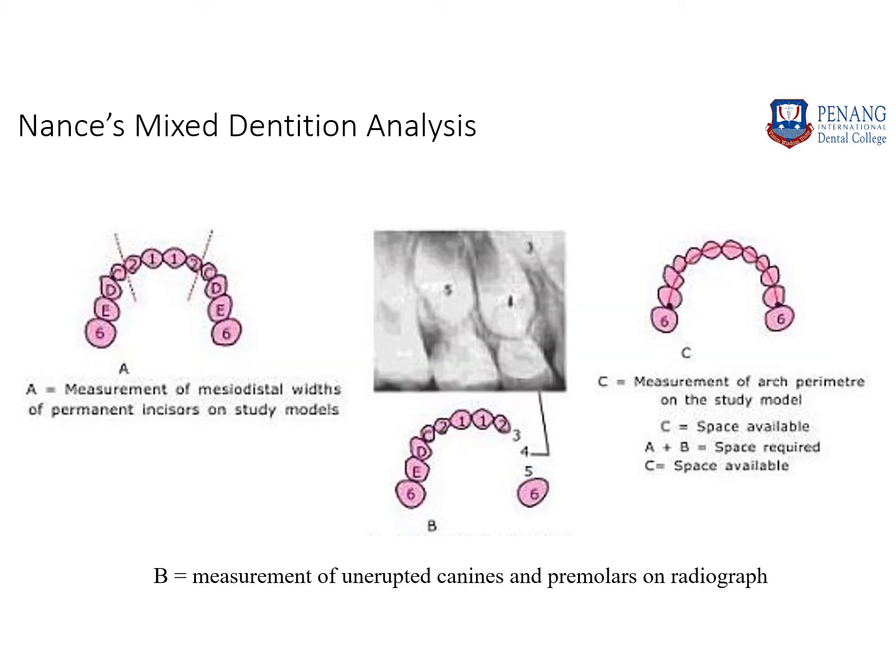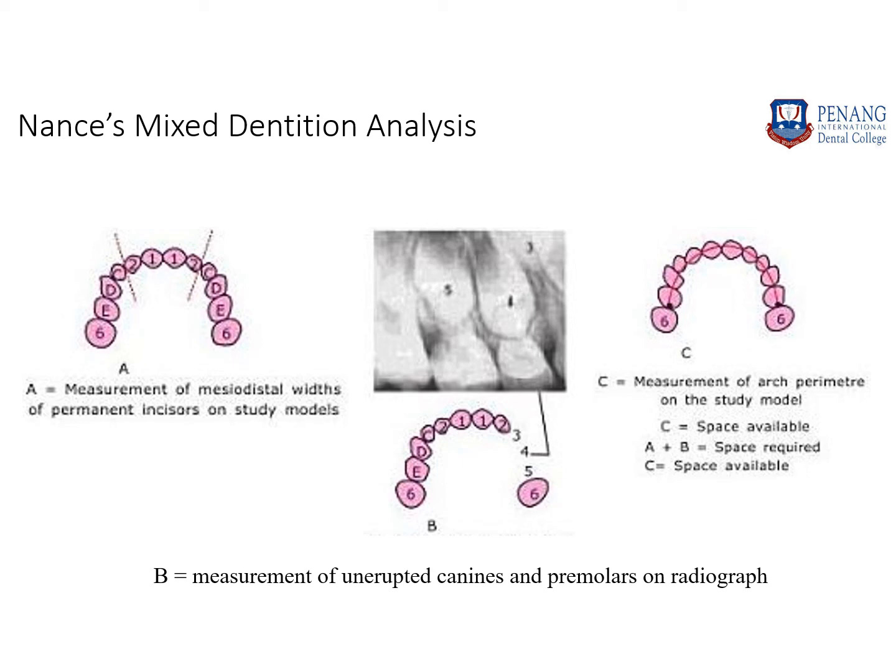So here you can see images which will help you better understand Nance analysis. Image A is the measurement of mesiodistal widths of permanent incisors on a study model. Image B is the measurement of the unerupted canines and premolars on a radiograph, and C is the measurement of arch perimeter on the study model.